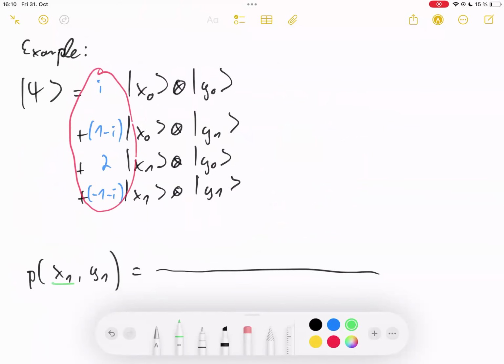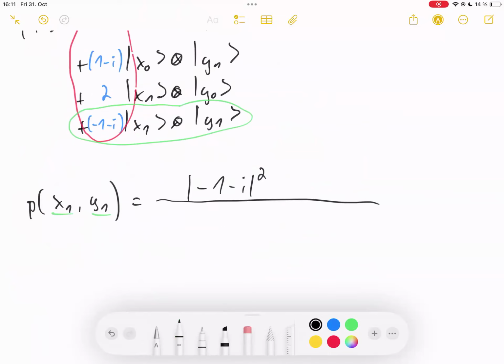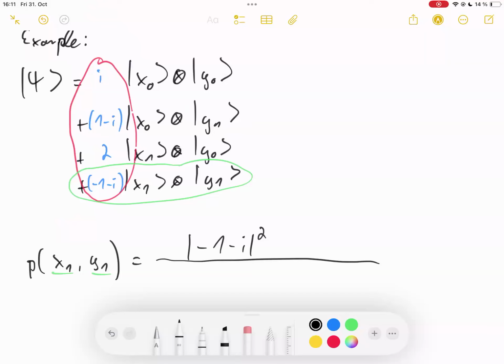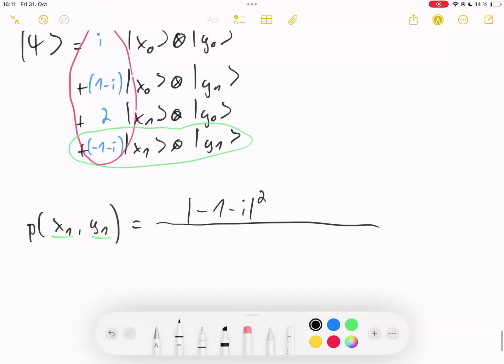So x1 and y1, that means I need to look at this one here. And I need its modulus squared. So the modulus here is -1 minus i. Square the modulus. It's just the same equation as before. And if the system was normalized, or if the vector was normalized, I would be fine. So in the vector, I have these blue entries, but it's not normalized. So I need to normalize the result.